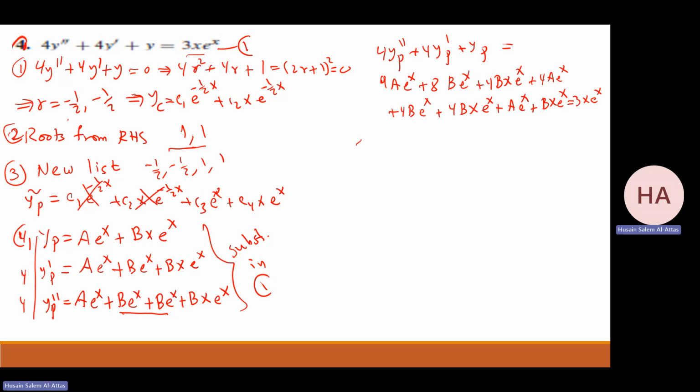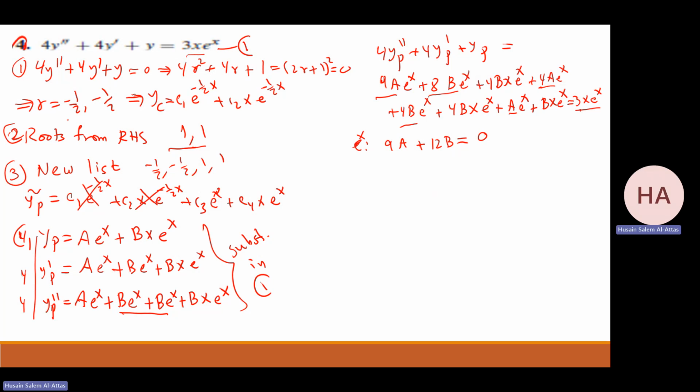So I need the coefficient of e to the power x. Be careful. I have 4a, 8b, 4a again, 4b, and 1a. So I have 9a, okay? And b, I have 12b. And that should equal what? I don't have e to the power x alone on the right side, so that would be equal to 0. This is my first equation.